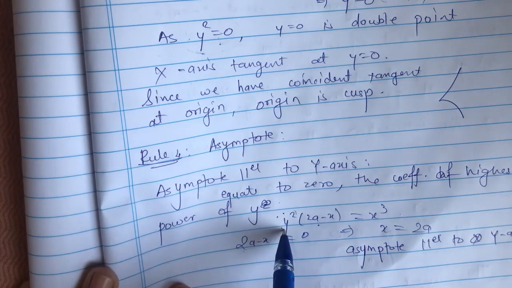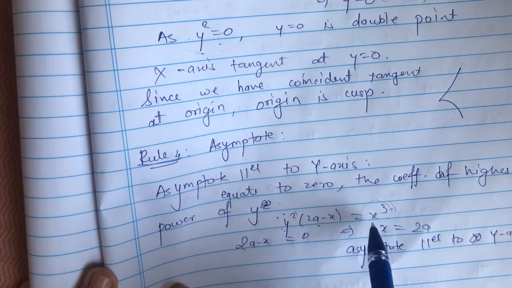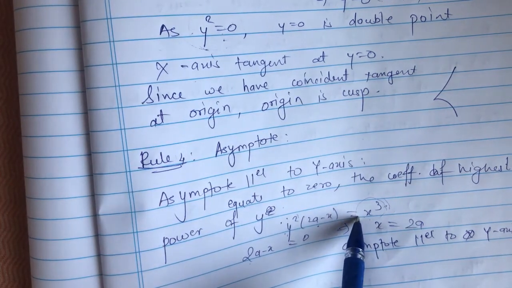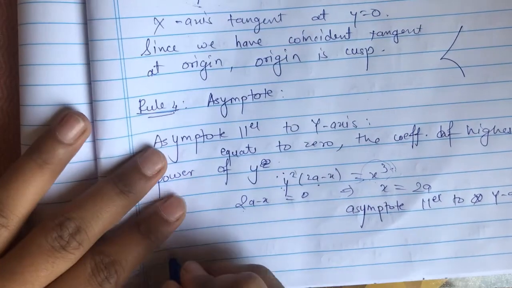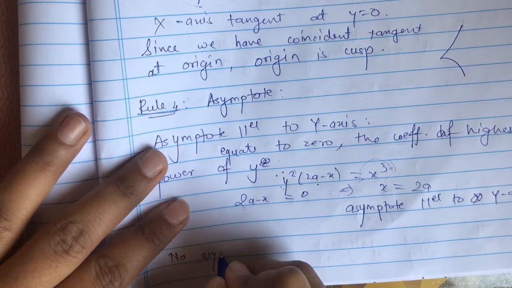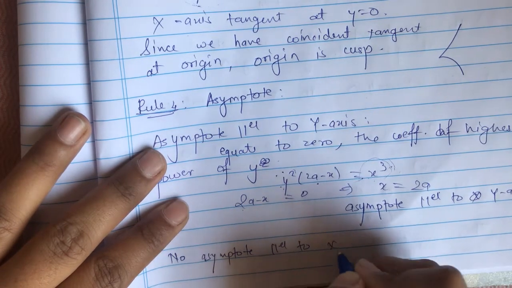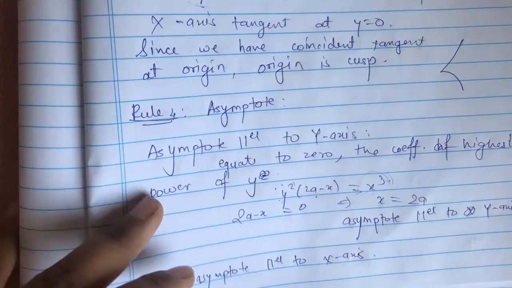Okay, now for asymptote parallel to x-axis, what we need to do? Equate the coefficient of highest degree term of x. What is highest degree term of x? X cube, but its coefficient is constant, which is 1. So we cannot equate 1 to 0. So no asymptote parallel to x-axis. Okay, so there is only one asymptote parallel to y-axis.